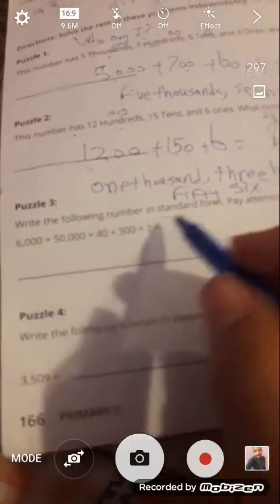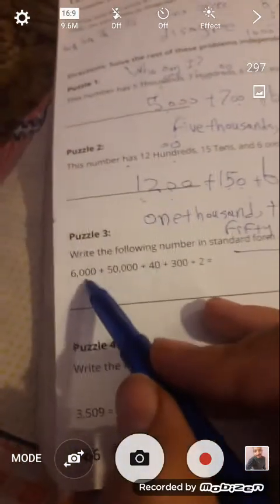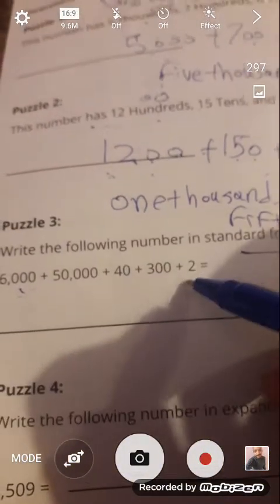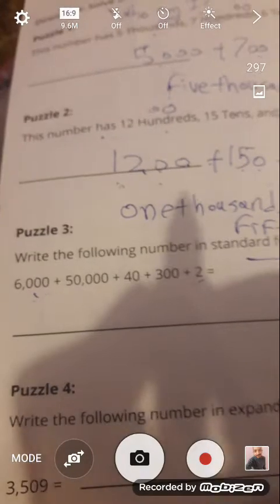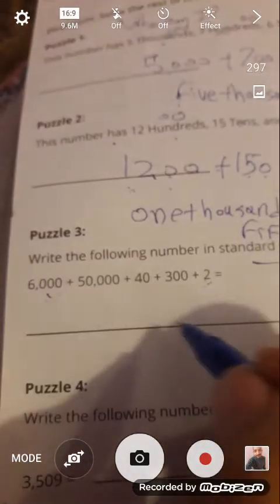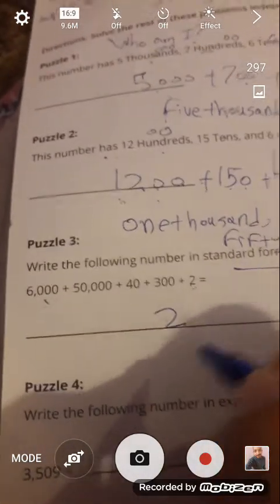Let's see puzzle number 3. Write the following number in standard form. You remember the standard and the expanded form? This is the expanded form. The numbers with their zeros are the expanded form. The standard form is the number without any zeros, okay? But let's take care of the place value. The number without any zeros is at ones, so this 2 is at ones. So we will write the 2, the first digit on the right.